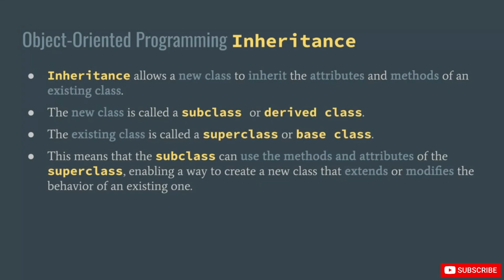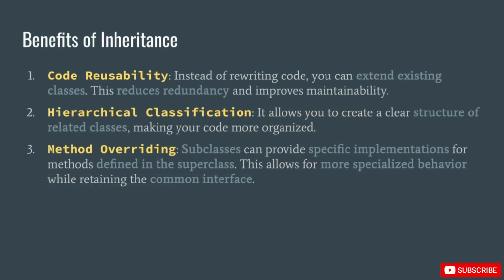Inheritance is a powerful feature that allows a new class to inherit attributes and methods from an existing class. The new class is referred to as a subclass or derived class, while the existing class is known as a superclass or base class. This relationship means that the subclass can access and utilize the methods and attributes of the superclass. Let's explore the benefits of using inheritance in object-oriented programming.